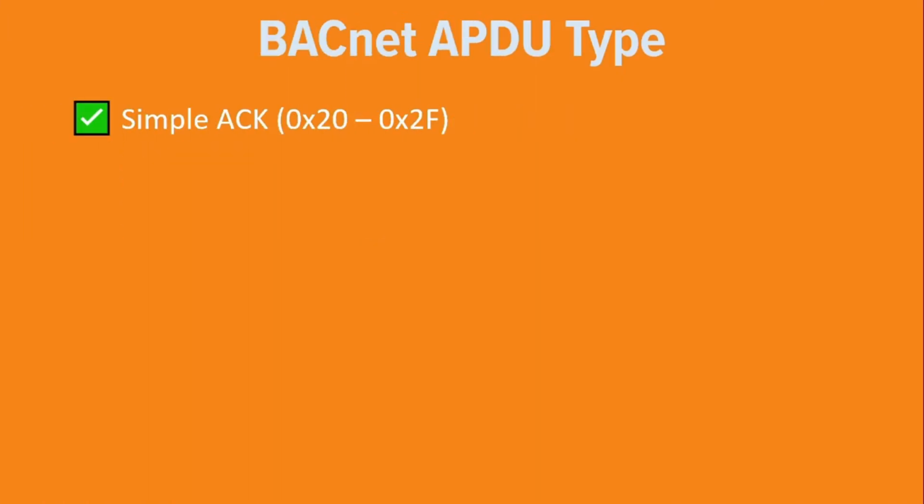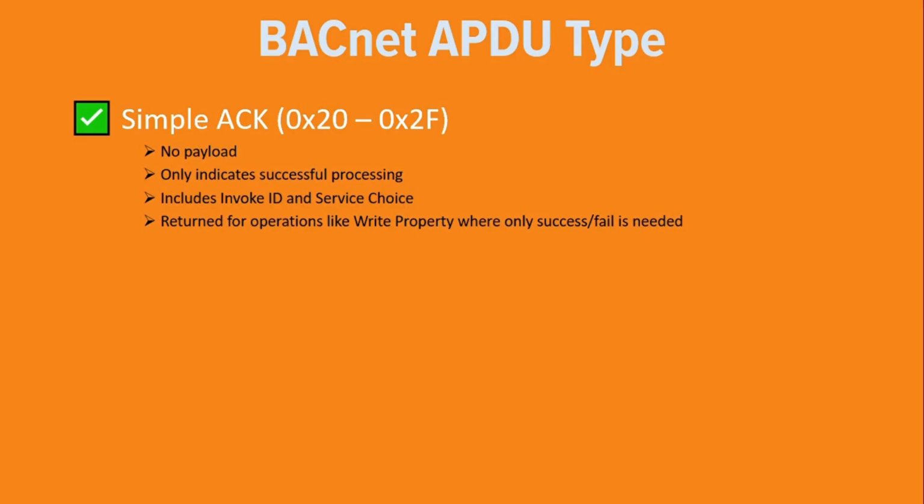A simple ACK has no payload. It only indicates that the request was processed successfully. It includes the invoke ID and the service choice, so the device knows which request this acknowledgement belongs to. Simple ACKs are typically returned for operations like write property, where only a success or failure response is needed.